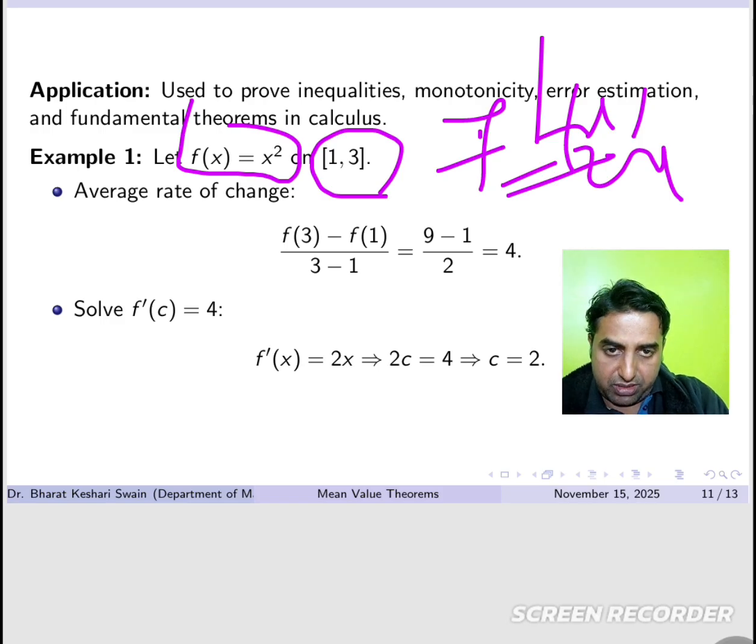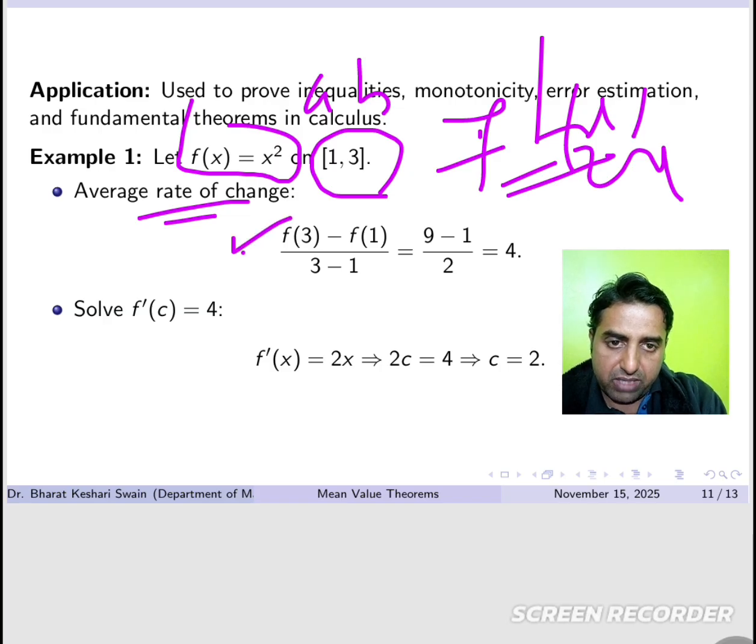Now just see the average rate of change, meaning f of b minus f of a divided by b minus a. What are a and b here? A equals 1, b equals 3. So f of 3 minus f of 1 divided by 3 minus 1. Since f of x equals x square, f of 3 will be 3 square, that means 9, and f of 1 will be 1 square, so minus 1, divided by 3 minus 1. That is 9 minus 1 equals 8, divided by 2, that is equal to 4.